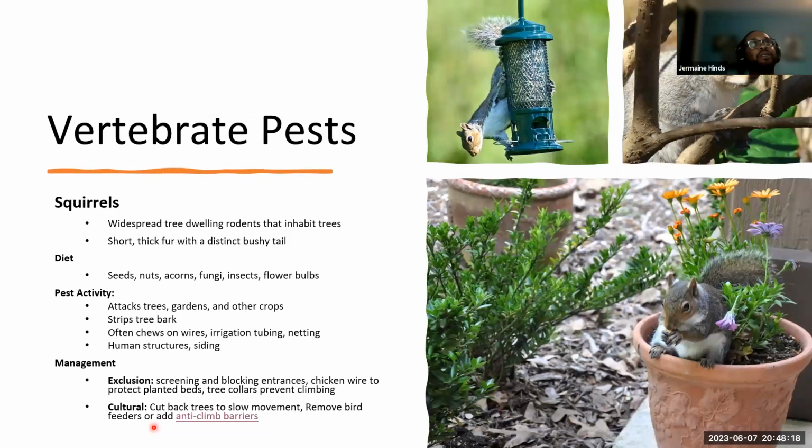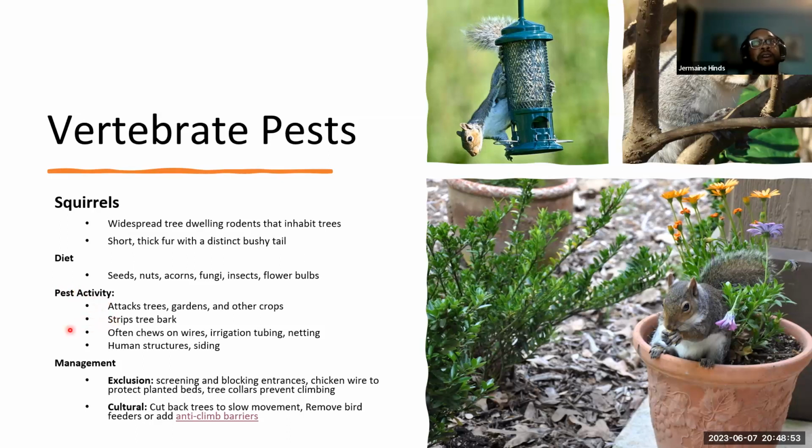There's also squirrels. Squirrels are another rodent. They're widespread tree-dwelling rodents that inhabit trees. These are short, thick rodents with thick fur and a distinctly bushy tail. Their diet is seeds, nuts, acorns, fungi, insects, even flower bulbs. So you see them here digging up an ornamental flower pot. Pest activity includes attacking trees, gardens, other crops. So if you have produce, they might go for your tomatoes or something.